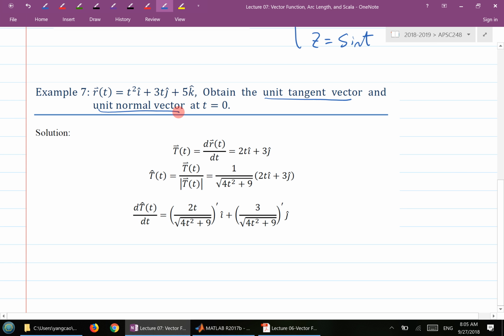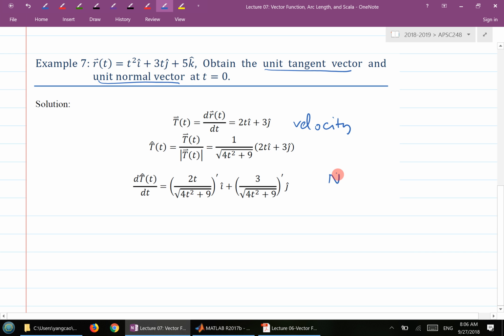To obtain the unit tangent vector, we first obtain the tangent vector, which is simply the derivative of this vector function. Sometimes we call it velocity. Then you normalize this result and get the unit tangent vector. To obtain the unit normal vector, the formula is N hat equals dT hat over dt, divided by the norm of dT hat over dt. So we need the derivative of the unit tangent vector first. That's where we stopped in the previous lecture.